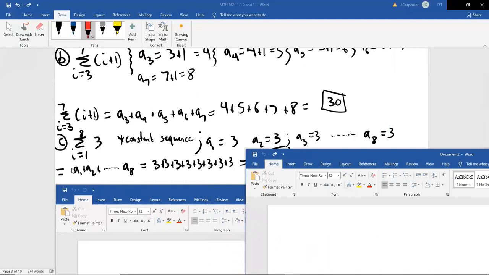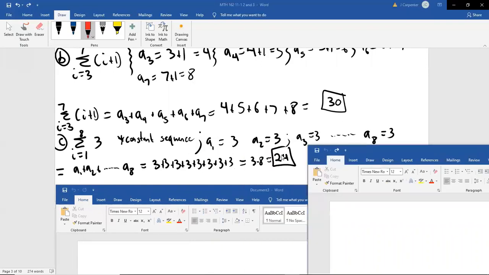So here's the step that, again, most people tend not to write, just showing us adding the first 8 terms, where the A's represent the terms. Each of the terms being 3. Well, 3 plus 3 plus 3 plus 3 plus 3 plus 3 plus 3 plus 3 is 24.